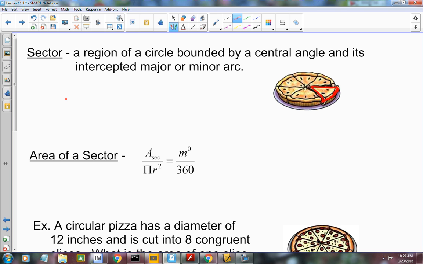And when you want to find the area of the sector, it's like when we found the length of an arc, because it's part of the circumference. The area of the sector is part of the area of the circle. So we can set up a proportion, and our proportion looks like this. The area of the sector is to the area of the circle, which is pi r squared, as the measure of the central angle is to 360.